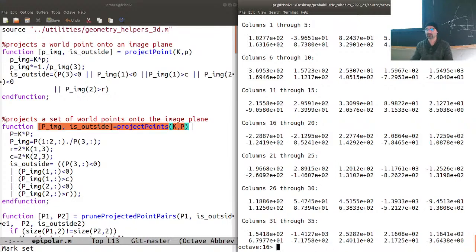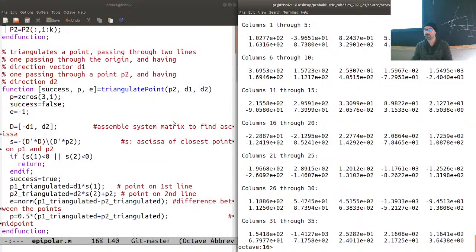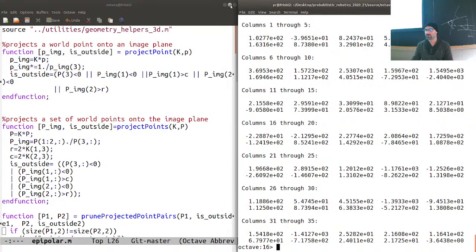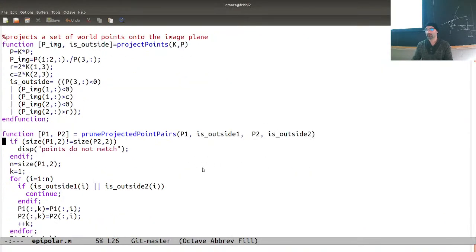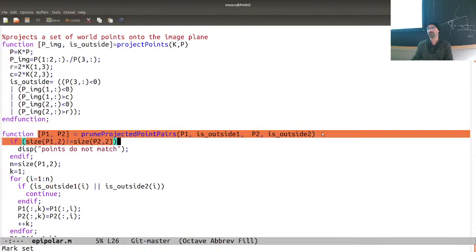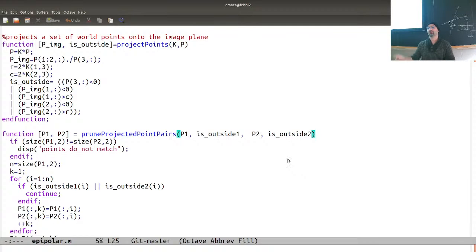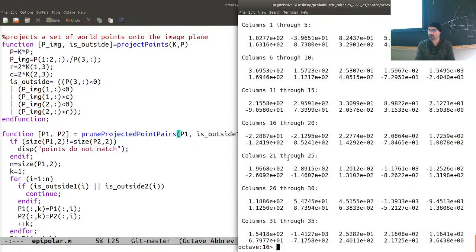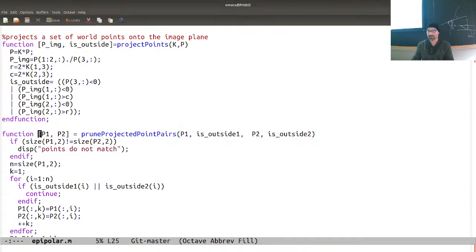And that's also another fantastic thing. Prune projected, well, guys, you have a bunch of utilities here. I mean, you can play with one, but, oh yeah, I have to do prune projected point pairs. What does it do? It takes the point P1, it takes the point P2, and it considers only the points P1 and P2 which are present and in front of both cameras, because we generated a bunch of points in the world. If I recall correctly. So let's do it again.